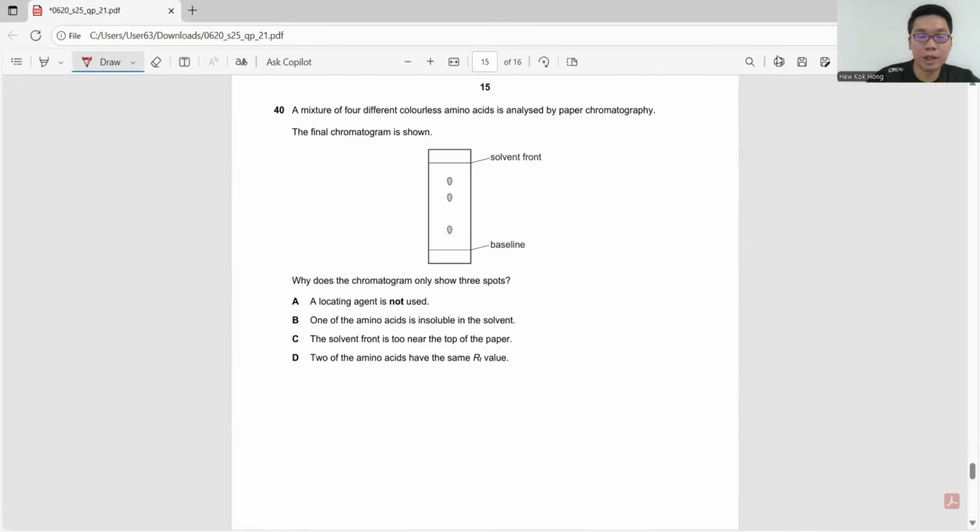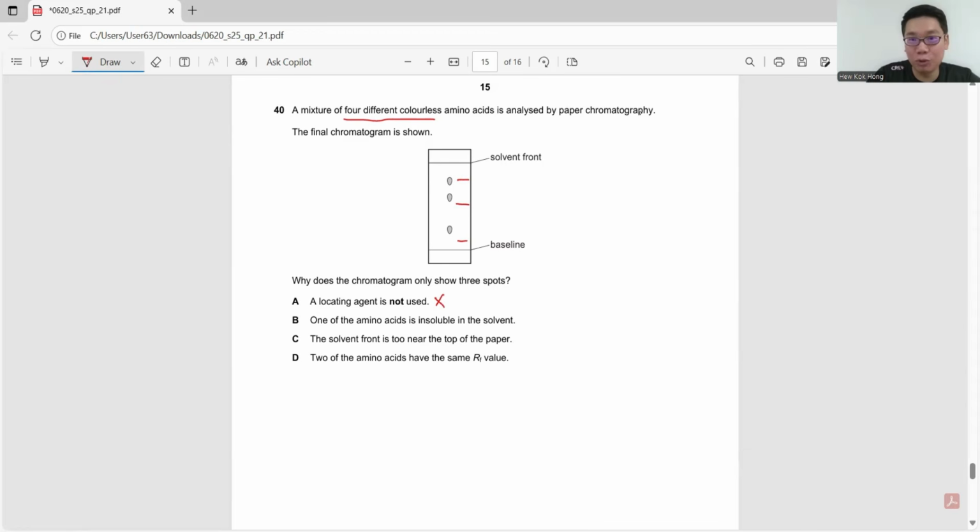39, C. 40. A mixture of 4 different colored amino acids is analyzed by paper chromatography. The final chromatogram is shown. It only has 3 spots. Why does the chromatogram only show 3 spots? It says a locating agent is not used.